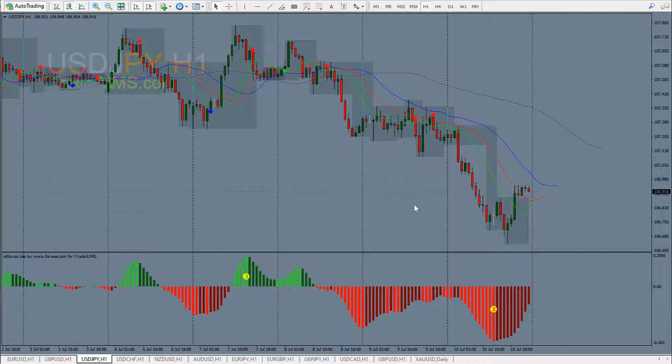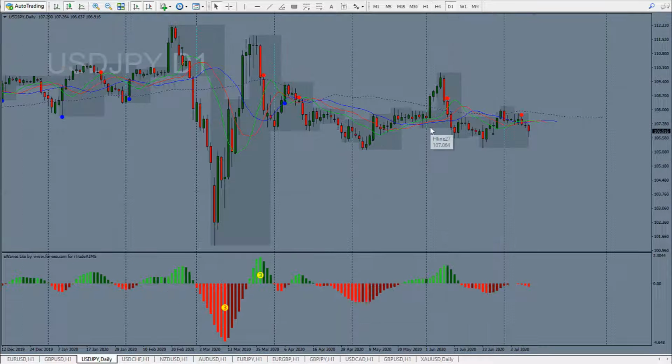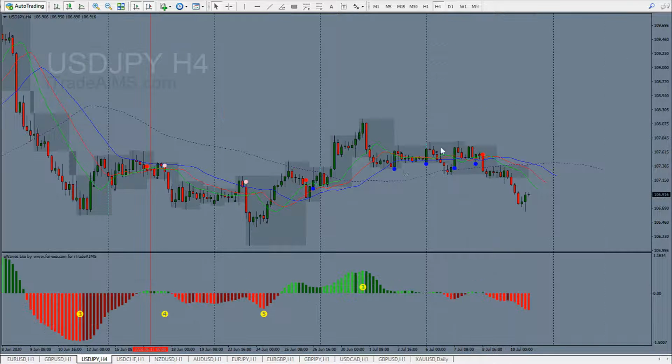Next one, let's look at the dollar yen. The dollar yen has been very, very sideways for the past 3 months, but it has produced some setups on the 4-hour chart. This is one of the setups that was created on the 4-hour charts, but it didn't really have any follow-through. It didn't really go further down. Let me show you that.